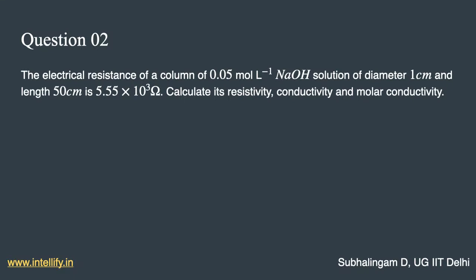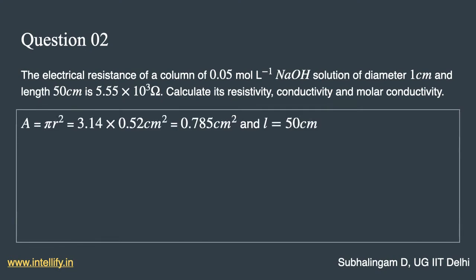Okay, I think I have given you enough time, so now let's solve it together. So first let us calculate the cross section area, that is pi r square, which is 3.14 into 0.5 square centimeter, that is 0.785 centimeter square, and length is 50 centimeter. By the way, in this question I am going to use centimeters everywhere instead of meters.